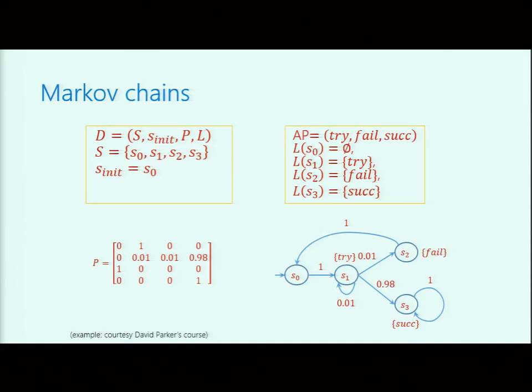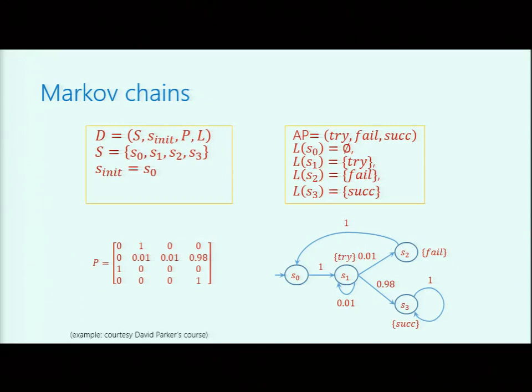This is a transition matrix. It's like an incidence matrix of a graph, except that you have these probability values. And if you take each row, the sum of all its entries basically must be equal to 1 because it's a stochastic matrix. And you can ask various questions.